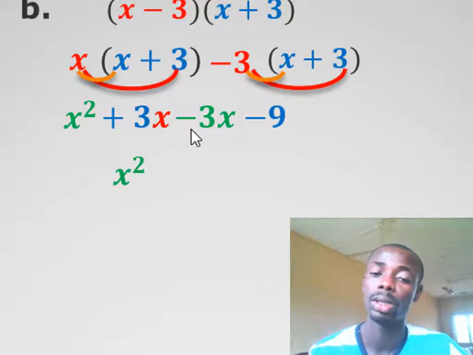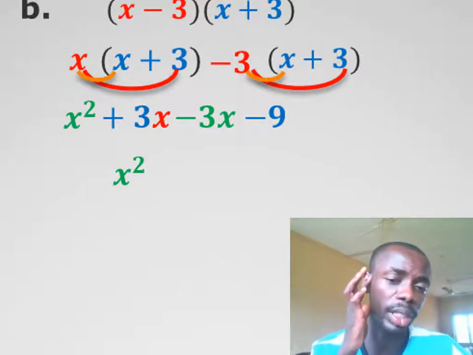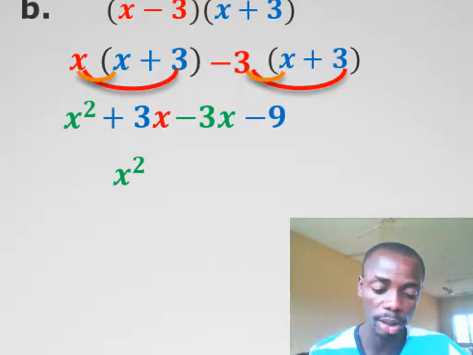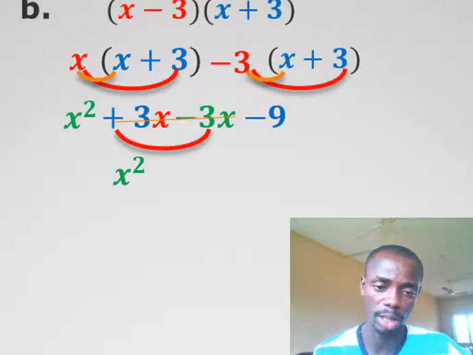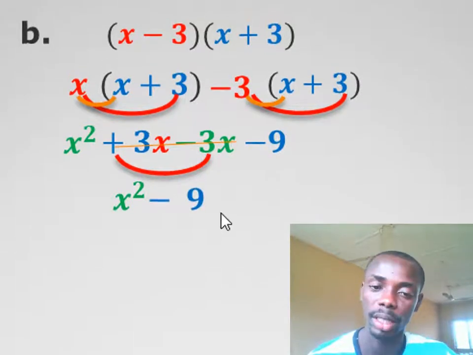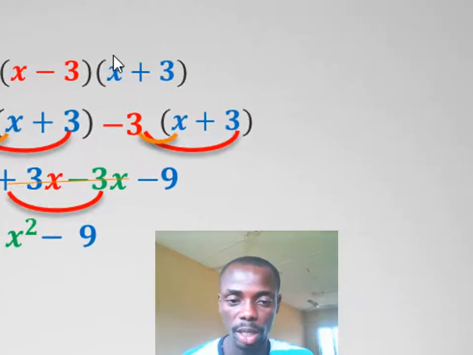Now, if I simplify plus 3x and minus 3x, what do you think that will be? Anyone? It's going to be 0. Okay? Now, with this yellow line, you can see they've been cancelled, plus 3x and minus 3x. Now, I'm left with minus 9. Take note of this type of question.